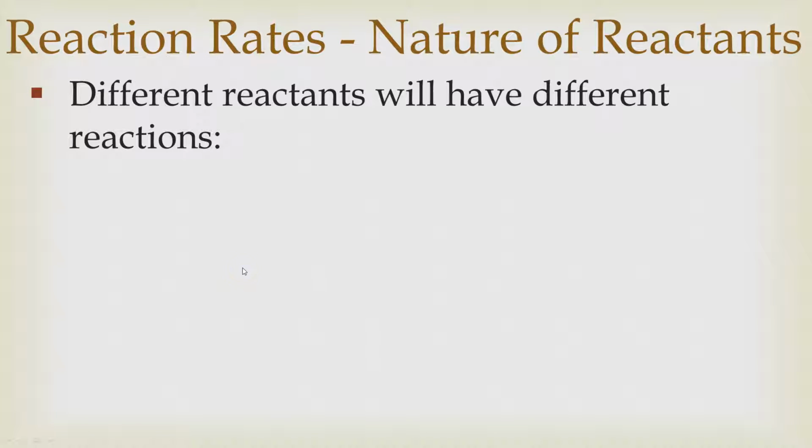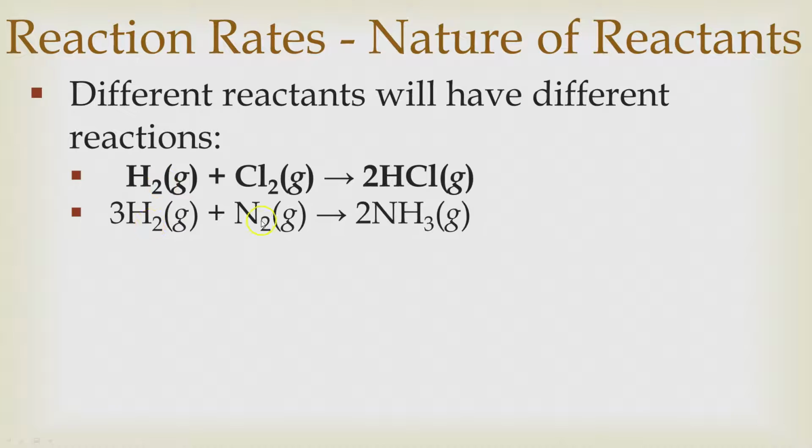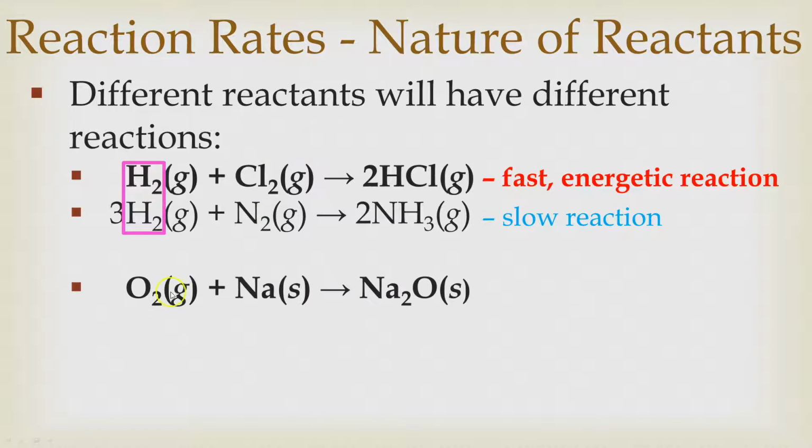Different reactants, different things that I start with, are going to have different reactions. Here I have hydrogen plus chlorine gas that is going to create hydrogen chloride. Well, here's another one. Hydrogen plus nitrogen is going to create ammonia. Now you'll see both of these have hydrogen. However, this first one is going to be a very fast, very energetic reaction, where this one is going to be a slow reaction. Even though they both have hydrogen in it, this chlorine here or this nitrogen here, that's going to affect it. So the nature of that is going to affect how quickly this reaction happens.